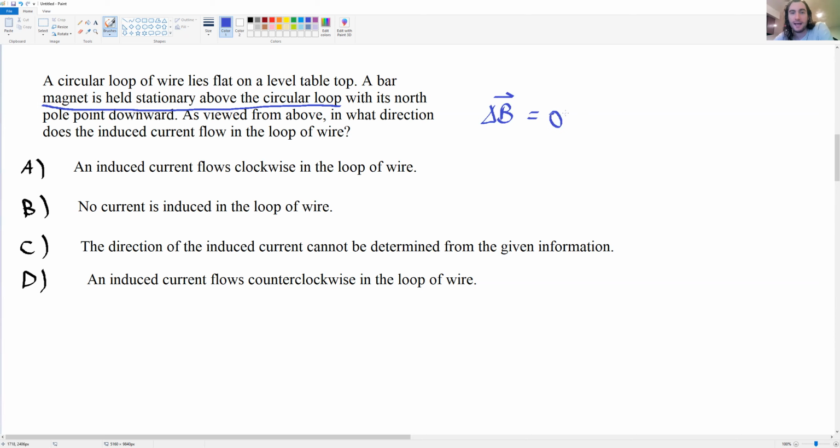There's no change in magnetic flux. There's no change in magnetic field. And that loop of wire, of course, is not changing either. It's lying flat on the tabletop. And it's asked what is the induced current? Well, that depends on Faraday's law. We need to have a time-changing magnetic flux in order to have an induced current. So the answer here is B.